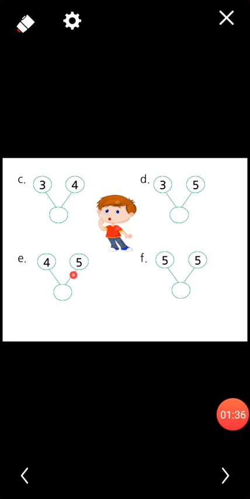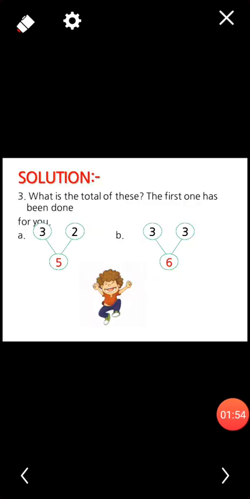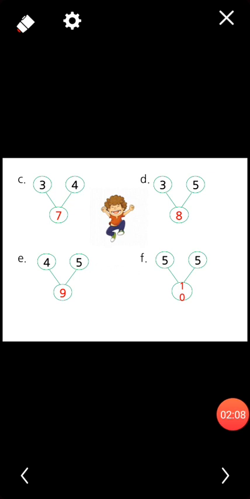When we add 5 with 4, what will be the answer? Count and then reply me. The answer will be 9. When adding 5 with 5, the answer will be 10. These are the solution of the previous slide. Answer is 5 and here answer is 6. See the solution.